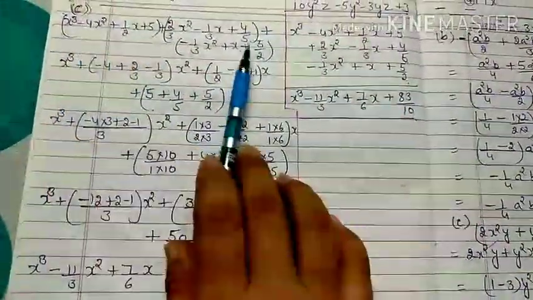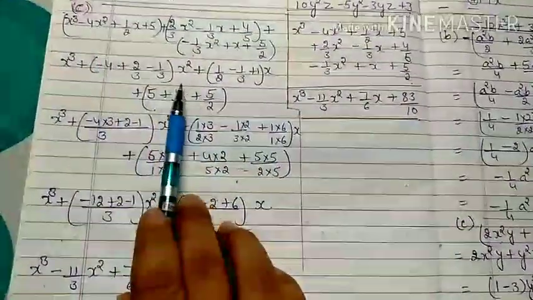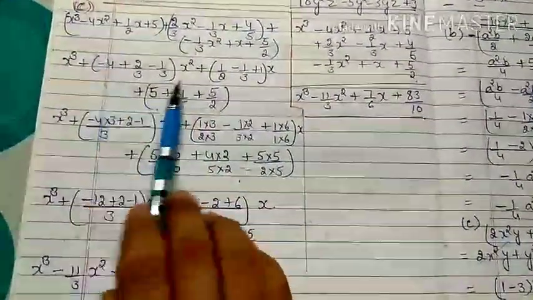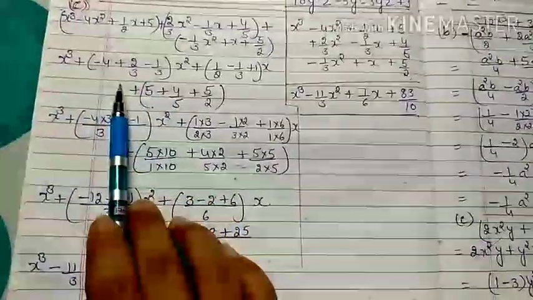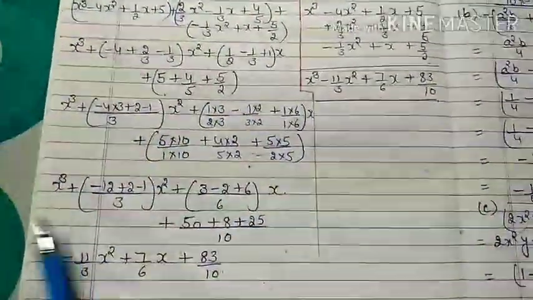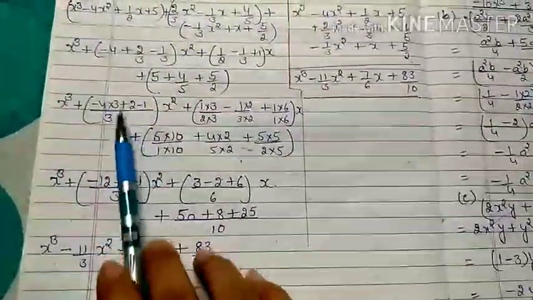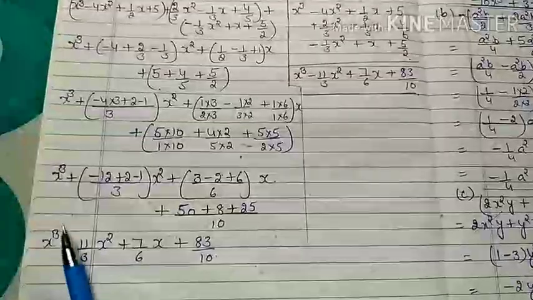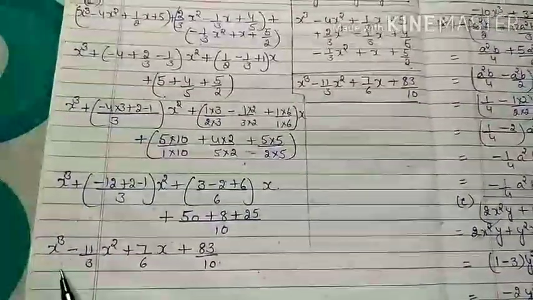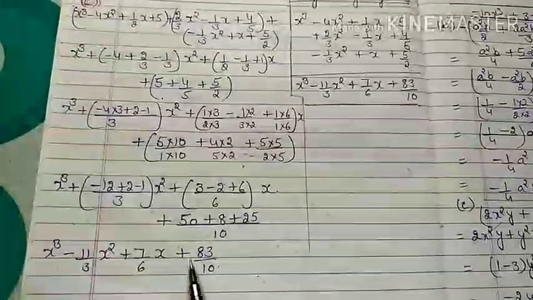Then you arrange the like terms, like x cube, then the x square terms. x square should be taken as common, and the numerical part should be written in the bracket for easier calculation. Similarly x and constant terms. Now after calculation, if there is a fraction term, you go with the LCM. So ultimately we get the answer x cube minus 11 by 3 x square plus 7 by 6 x plus 83 by 10.